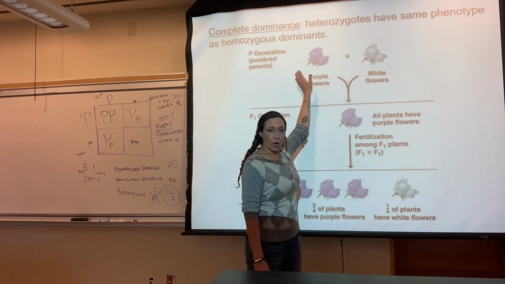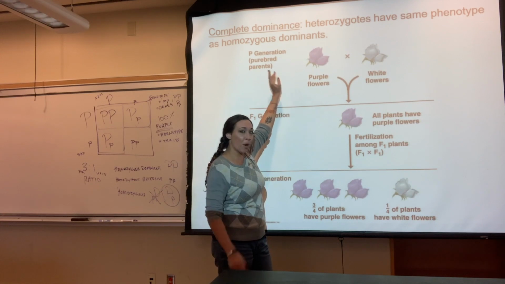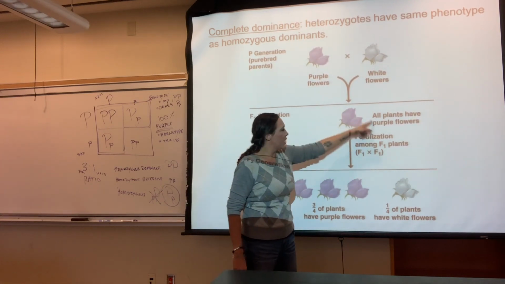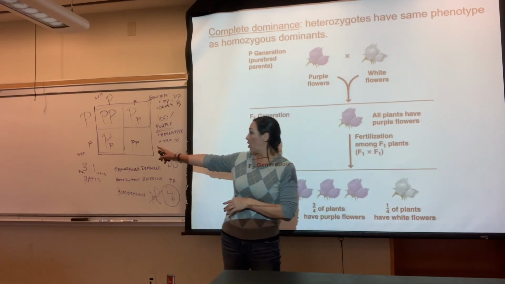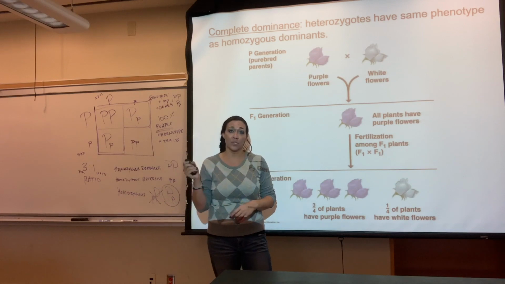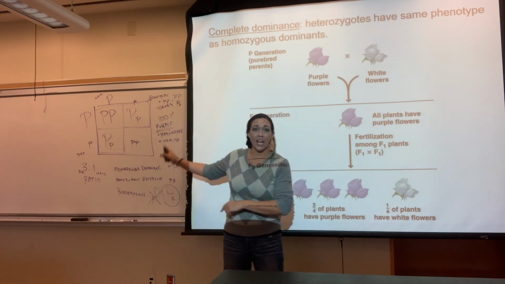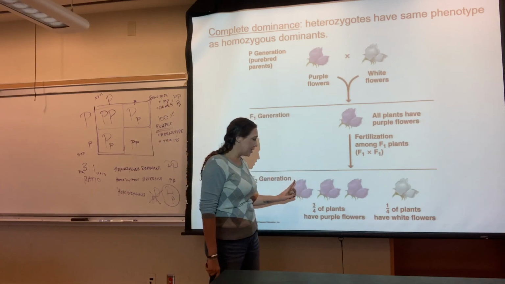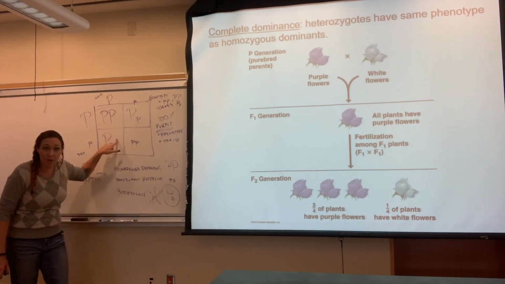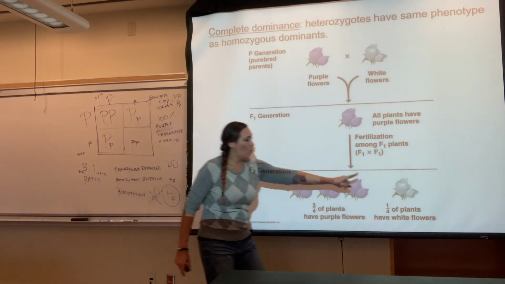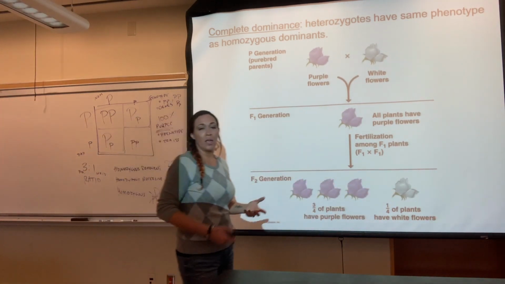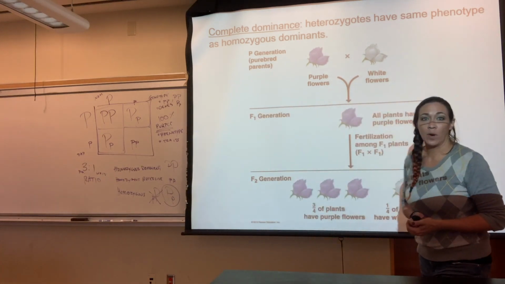We cross this. These are our parental units, our P generation, our parent generation. Our F1 generation, or the first generation, comes out all purple. That is the cross we just did the first time around, where every single one of them ends up heterozygous. When we cross it again, we get these results here, where you can see three are purple, three are purple, one is white, one is white. And that's exactly what we saw in our Punnett square.